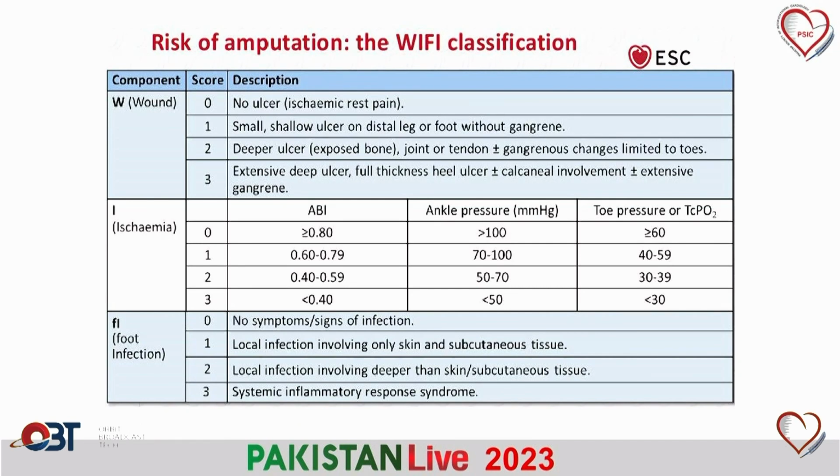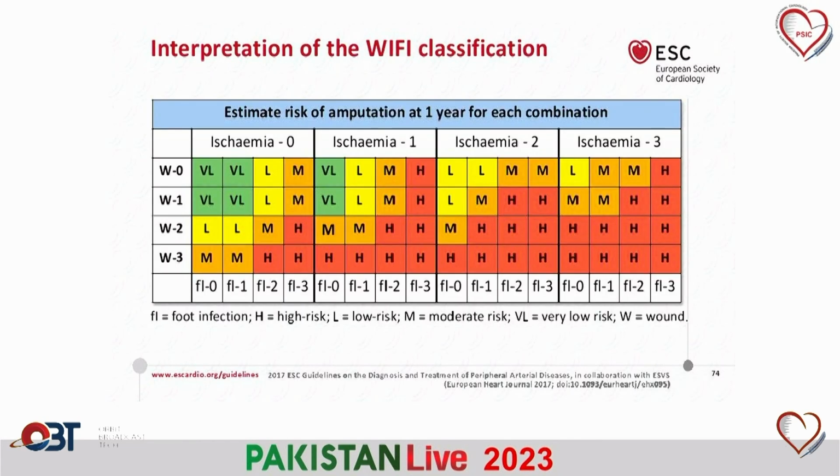Also remember the WIfI classification. Go and look it up because it will give you the risk of amputation. It will help you know that even if you revascularize, people will still get amputated, and this is what you need to tell them before you revascularize them. This WIfI classification will help you assess the risk of amputation, particularly, and this is the chart that will help you with interpretation.